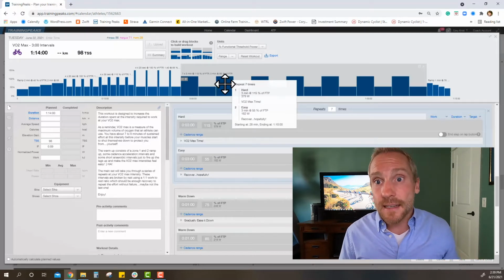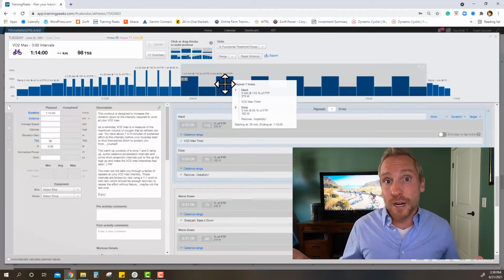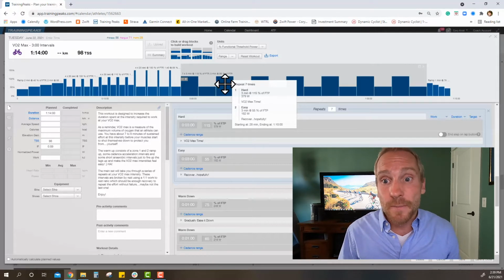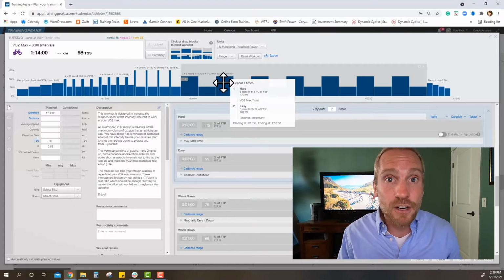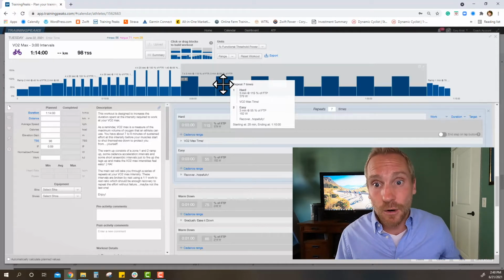Obviously, the lower intensities you can hold for a very long time. Zone 1, Zone 2, you can go pretty much all day. Zone 3 in tempo, you can go for about 2-3 hours. So the higher up you go, obviously, if we're into neuromuscular and you're doing 5 to 15 seconds, those intervals are going to look a lot different. The rest is going to look a lot different than, again, at the lower intensities.